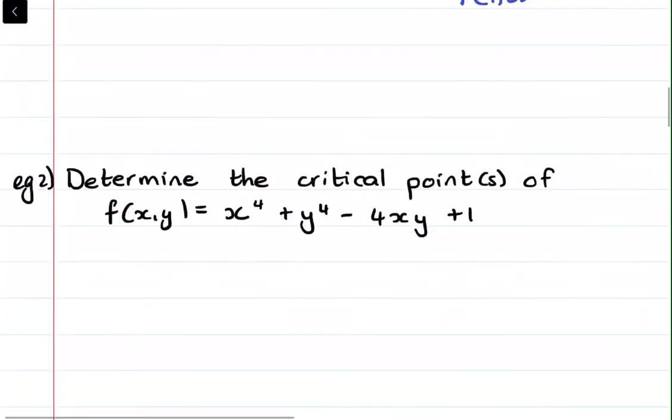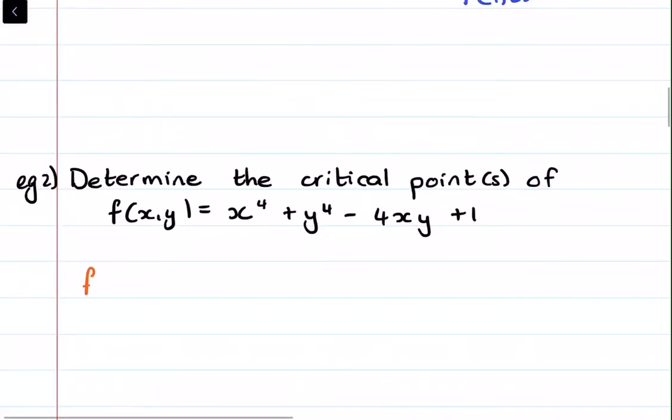Right, the next one. Determine the critical point or points of the following function once again. We first find the partial derivative with respect to x of f(x, y). This one is 4x cubed minus 4y.